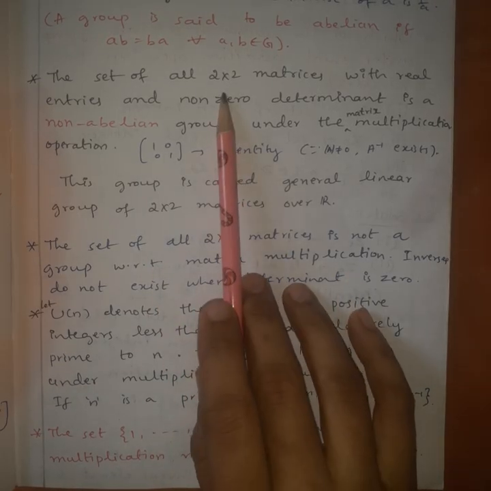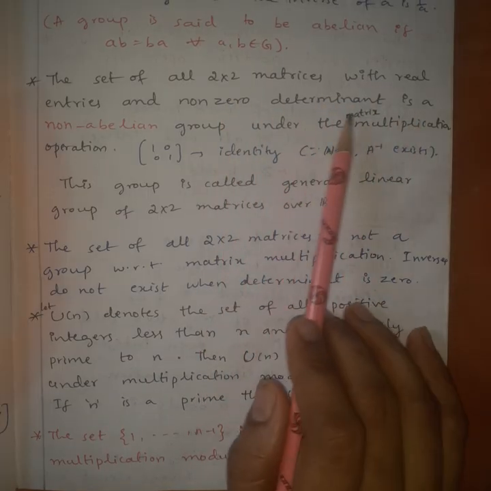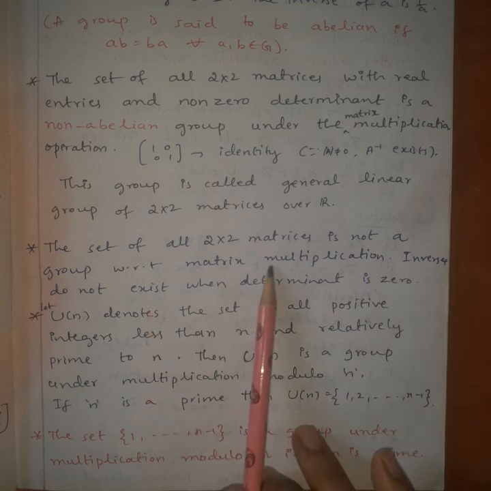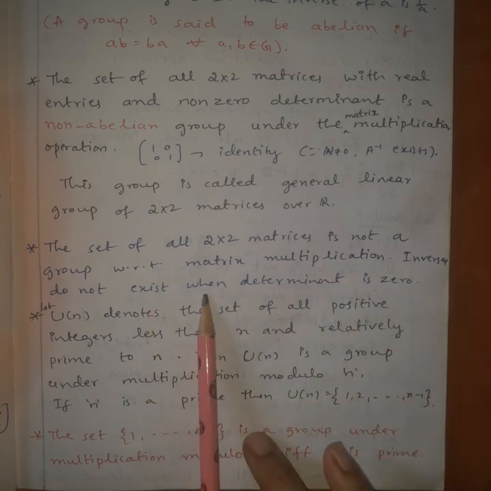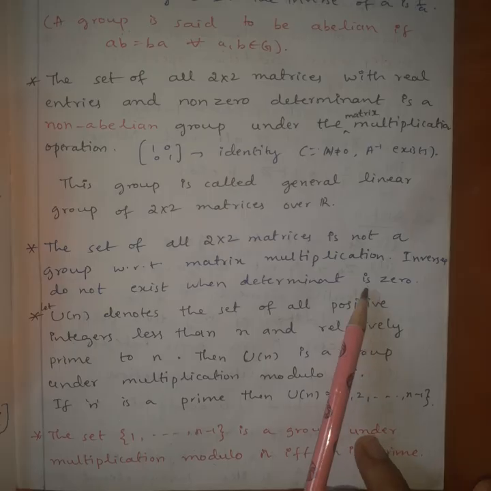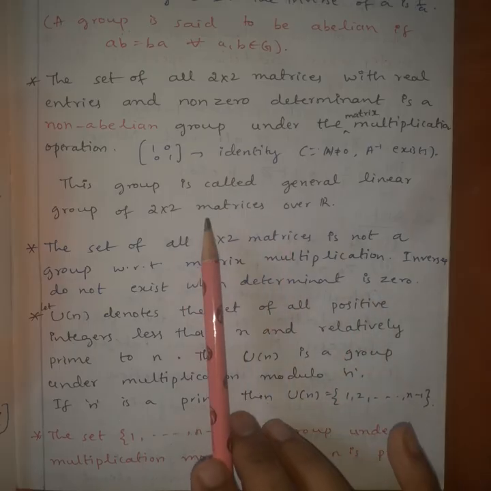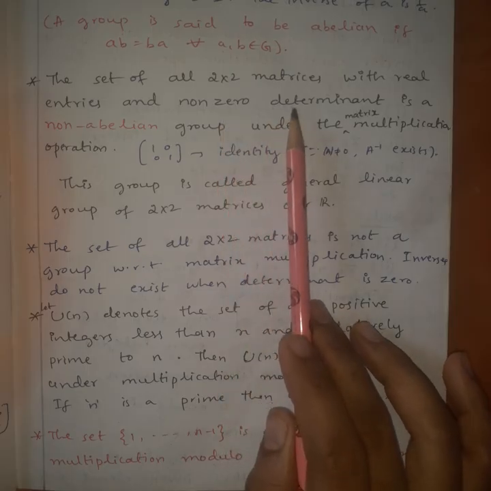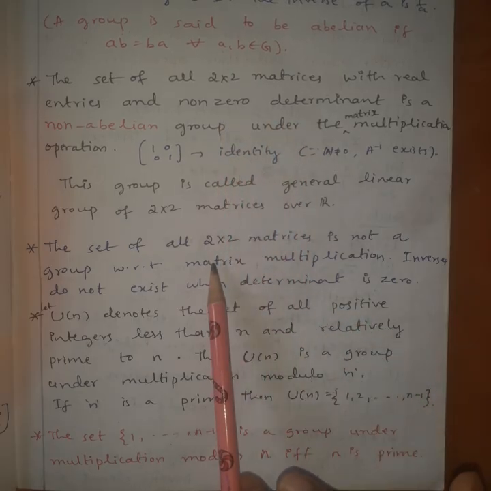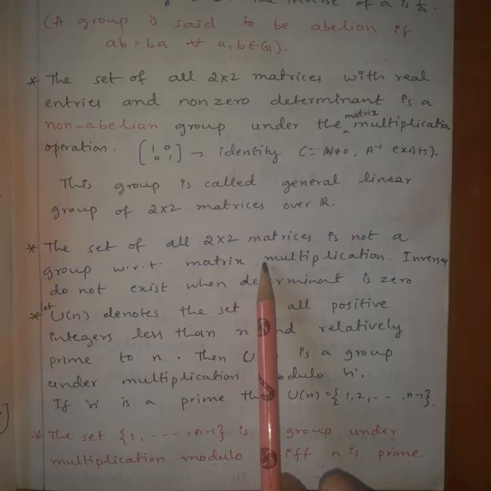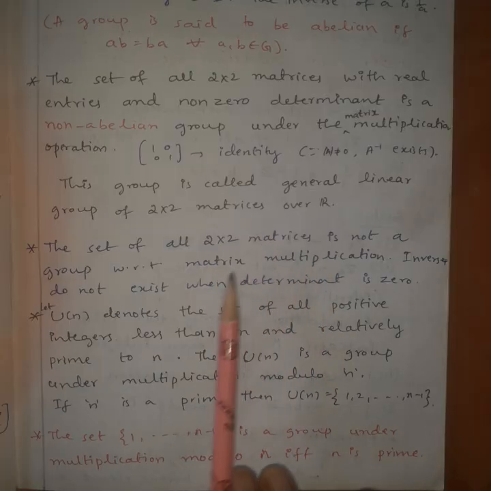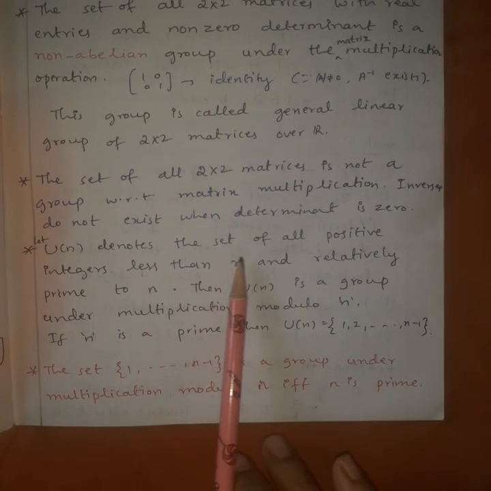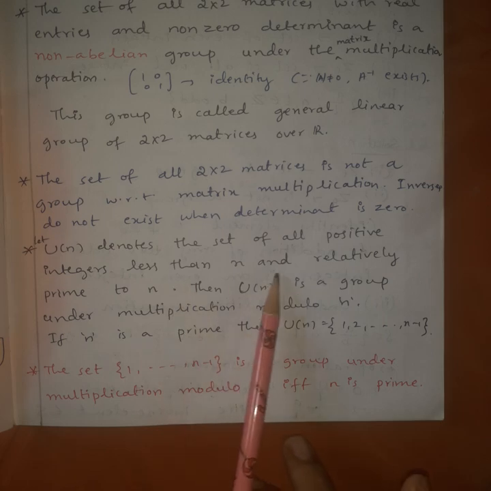Okay. Here, the set of all 2 by 2 matrices with non-zero determinant is a group, and the set of all 2 by 2 matrices is not a group with respect to matrix multiplication because the inverse does not exist when the determinant is 0. Okay. So out of the set of all matrices, if we consider the matrices with non-zero determinant, then that set is a group. If we consider all the matrices, then it is not a group with respect to matrix multiplication. Remember the point.